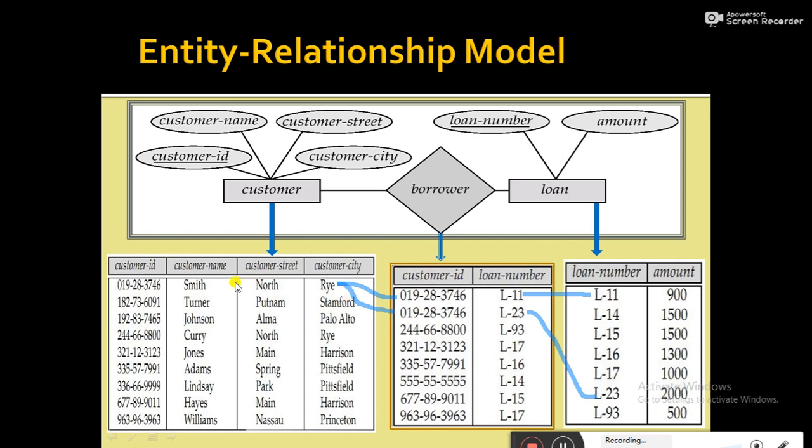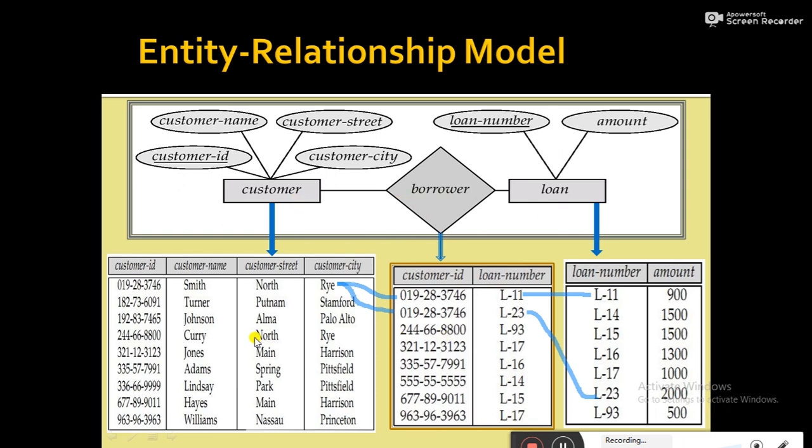That means a particular entity from the entity set customer is associated with more than one entity in the entity set loan, and this kind of mapping cardinality is known as a one-to-many relationship. That means the borrower relationship set is one-to-many from customer to loan.